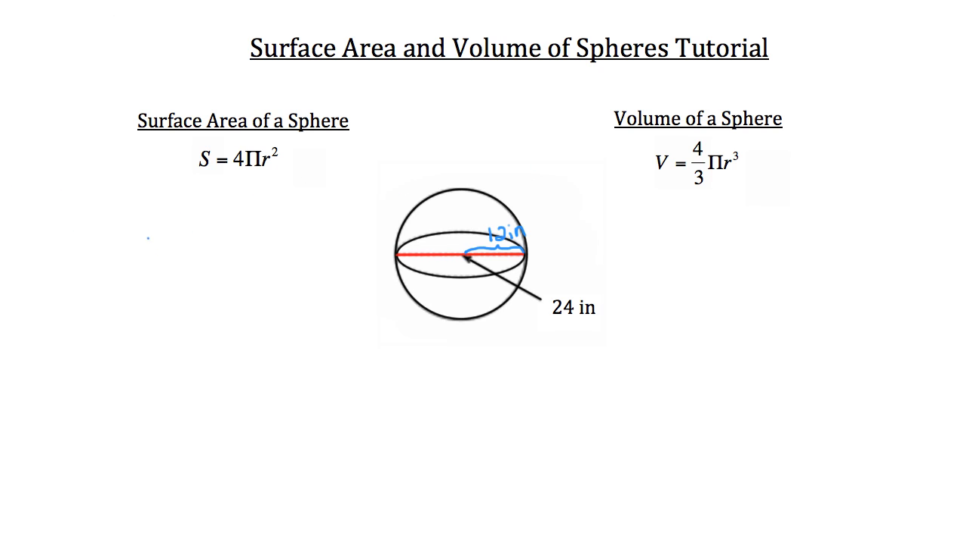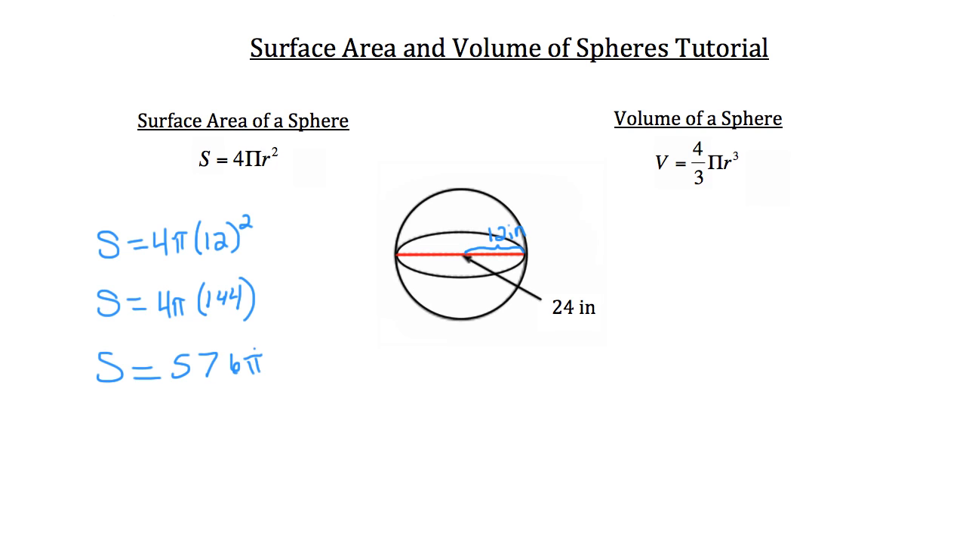Let's begin with surface area on the left. Surface area is equal to 4 times pi times our radius, which in this case is 12 inches, squared. So we'll simplify that now. We have 4 pi times 12 squared, which is 144. Now we want to multiply 144 times 4. When we do that, we'll get that our surface area is 576 pi inches squared.